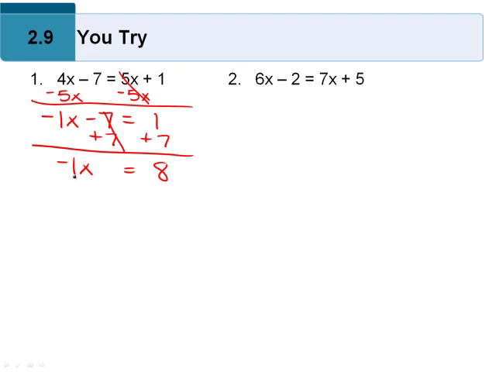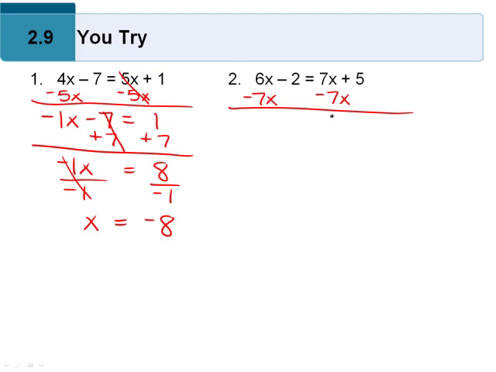And now to get rid of that coefficient, it's multiplication, so I divide by negative 1 on both sides. The negative ones are gone, so x equals negative 8. Okay? Number 2, 6x minus 2 equals 7x plus 5. So no like terms on either side. I'm going to start again with moving the variables from the right to the left. So I'm going to subtract 7x.